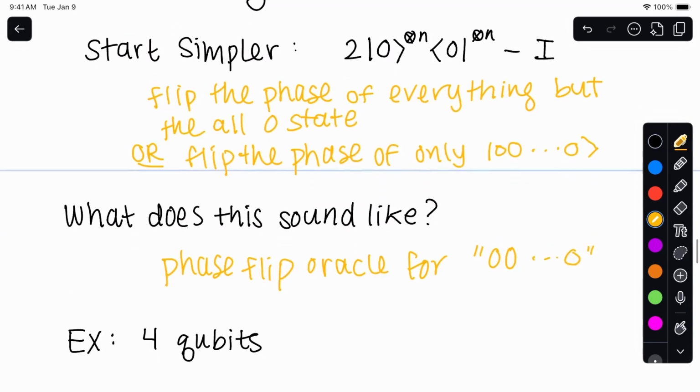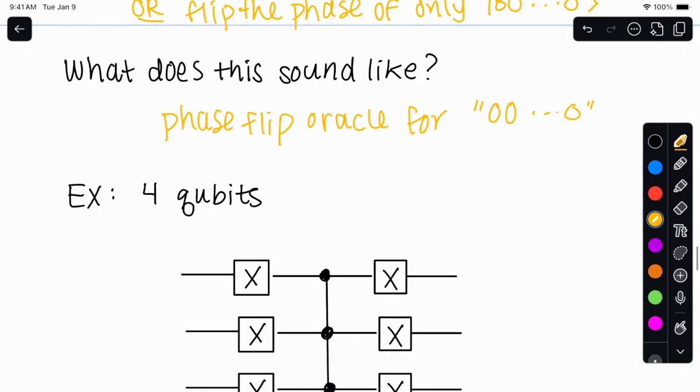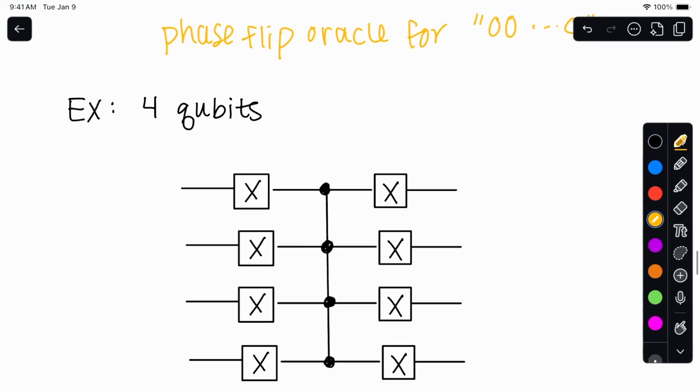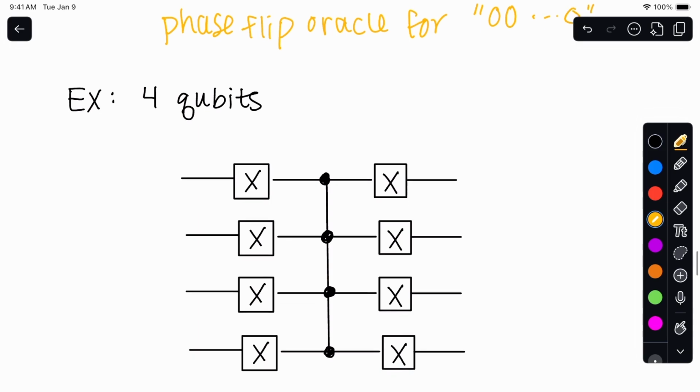So we can construct this pretty easily for any number of qubits. For example, with 4 qubits, we have zeros in all locations. So we should apply an X gate on all the qubits, then we have our multi-controlled C, and then X gates on all the qubits again.